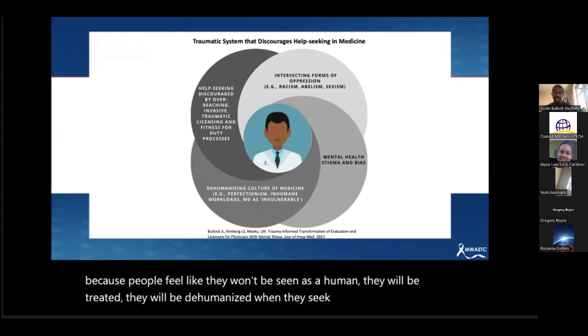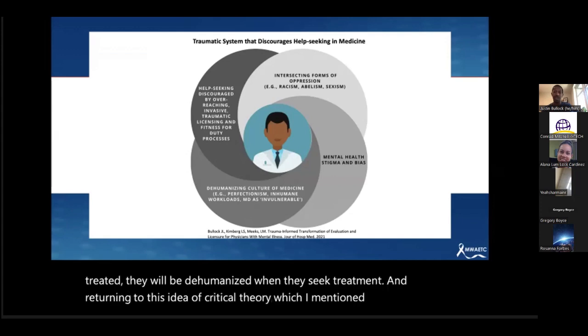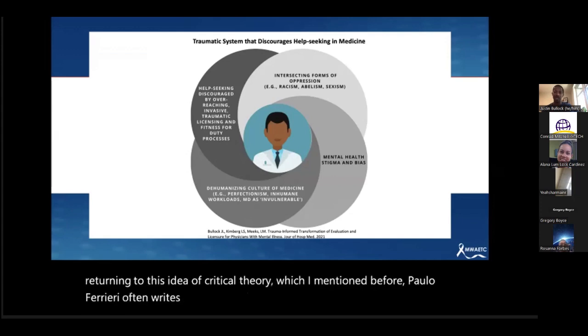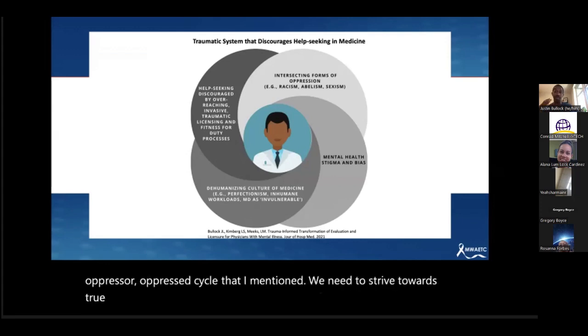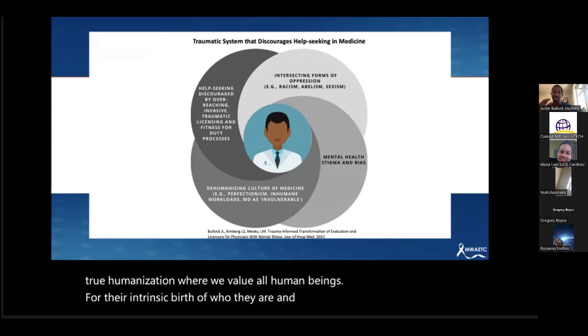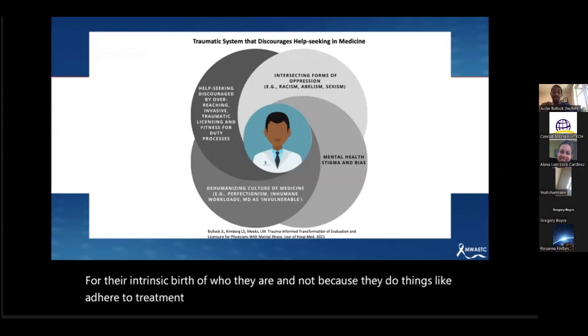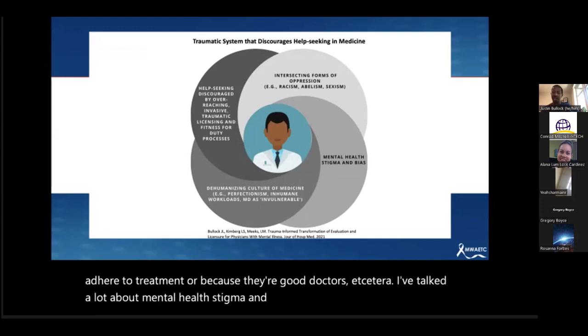And returning to this idea of critical theory, which I mentioned before, Paulo Freire often writes about how to leave this oppressor-oppressed cycle that I mentioned, we need to strive towards true humanization, where we value all human beings for their intrinsic worth of who they are, and not because they do things like adhere to treatment or because they're good doctors, etc. I've talked a lot about mental health stigma and bias. And finally, this dehumanizing culture of medicine.